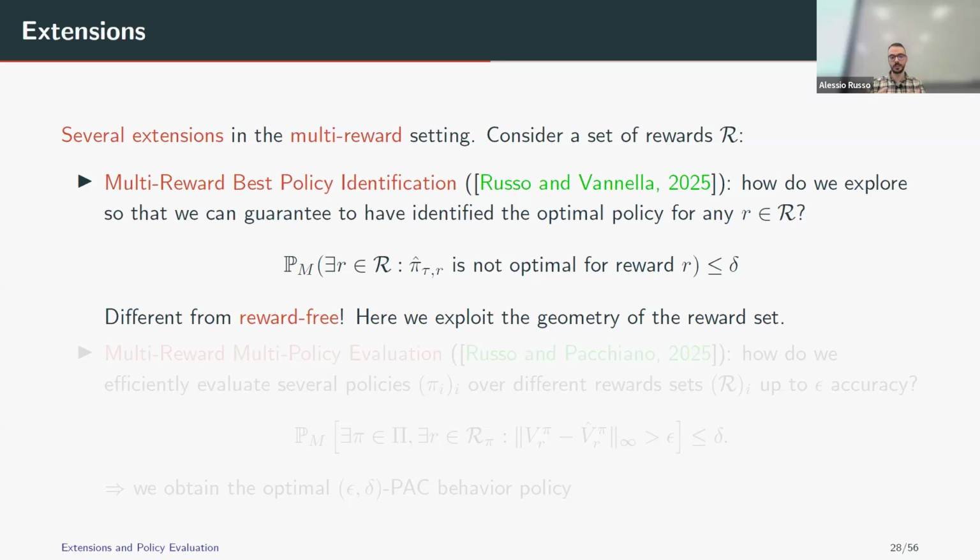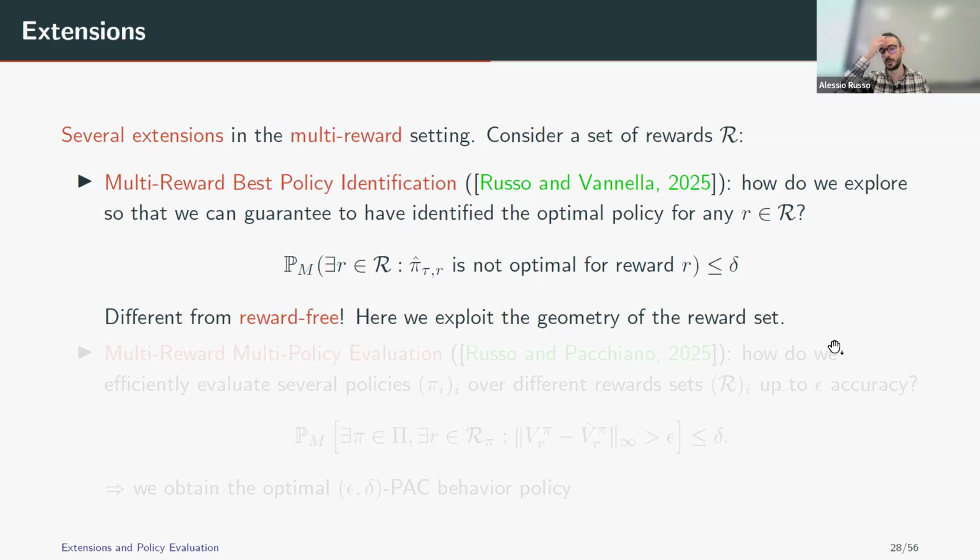So this is a sort of adversarial game where you know what is the reward set, but you don't know what reward I will pick from this set. So you want to explore with respect to the worst reward in this set. So you collect data, and then when you stop, you want to guarantee that for any reward that I will choose, you are able to compute the optimal policy for that reward up to some confidence delta. So you want to guarantee that you are not able to estimate the optimal policy only with some probability delta.